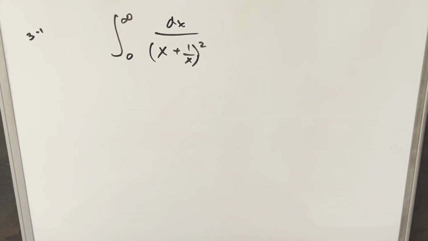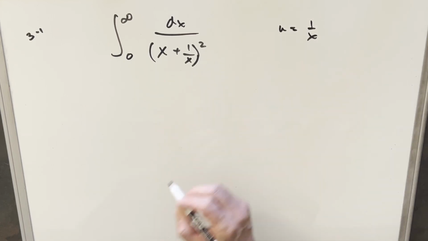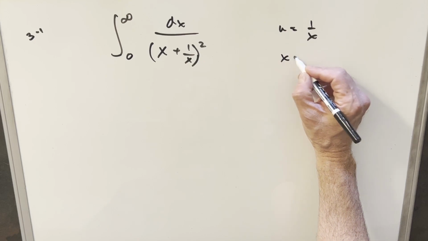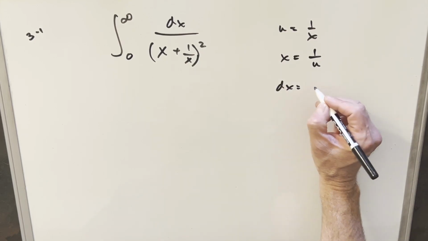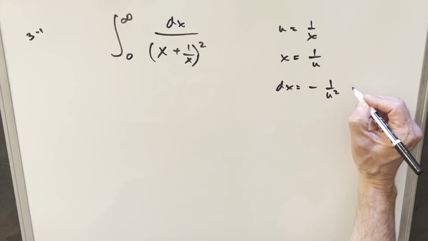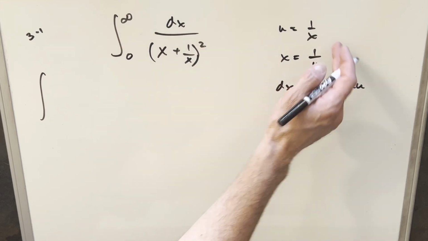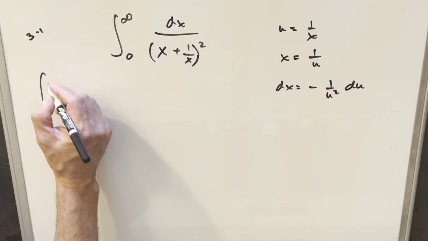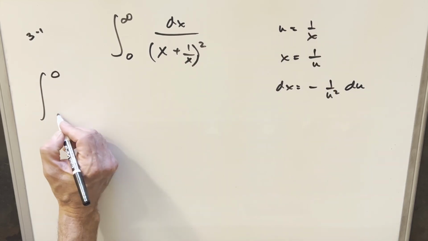I want to make a u substitution, and for my u, we'll call u equal to 1 over x, and then solving for x, we have x equals 1 over u. I'll take my derivative and we get dx equals minus 1 over u squared du. And now I'll go and make our substitutions. When our x value is going to infinity, our u is going to be 0. And when our x value is 0, this u value is going to infinity.